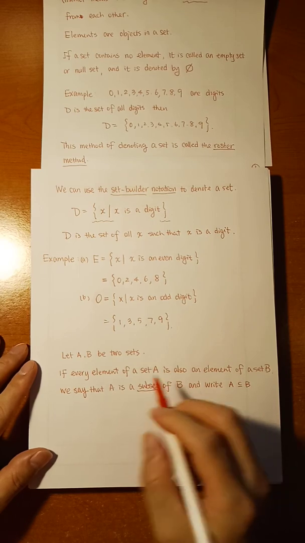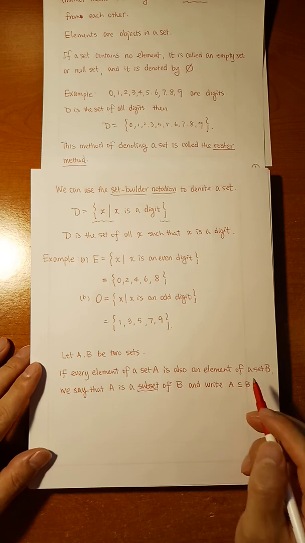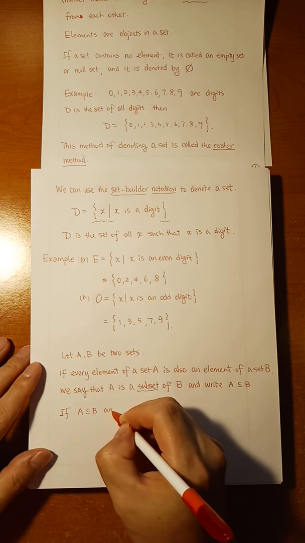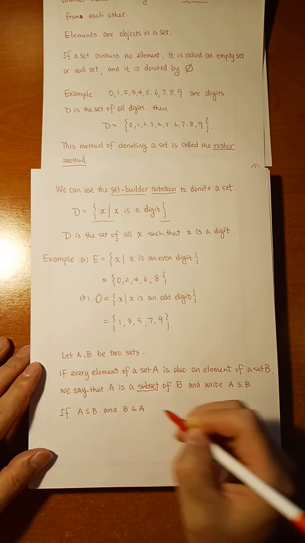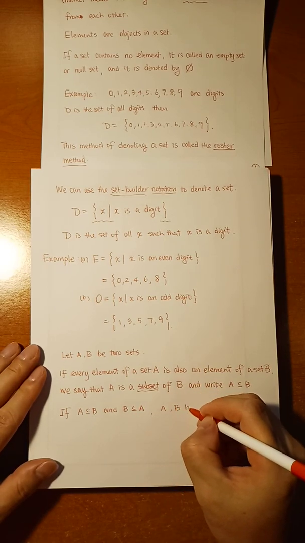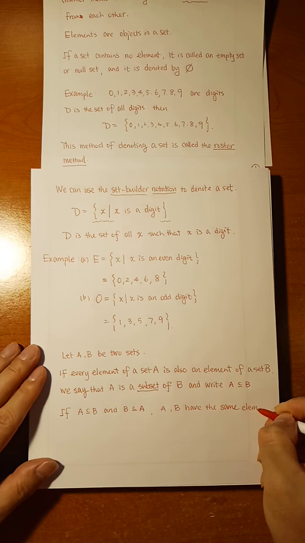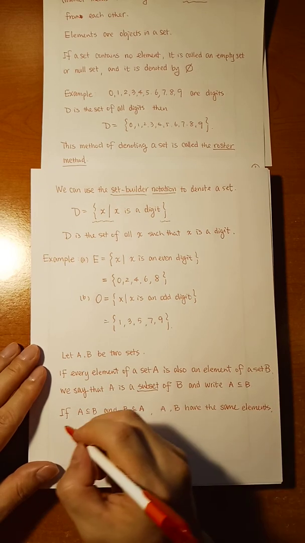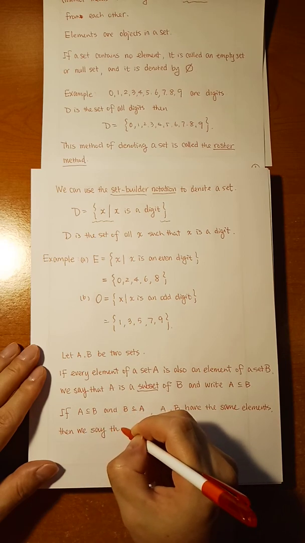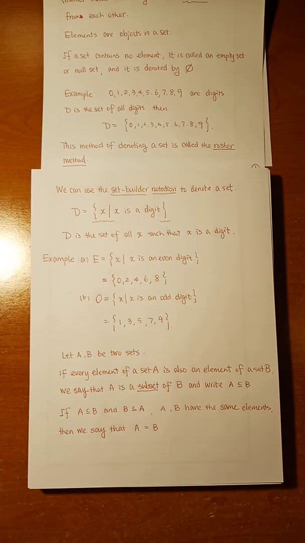Okay, so we have subset. A is a subset of B. It means every element of A is also an element of B. And if A is a subset of B and B is a subset of A, in other words, A and B have the same elements, then we say that A is equal to B. They share the same elements, A is equal to B.